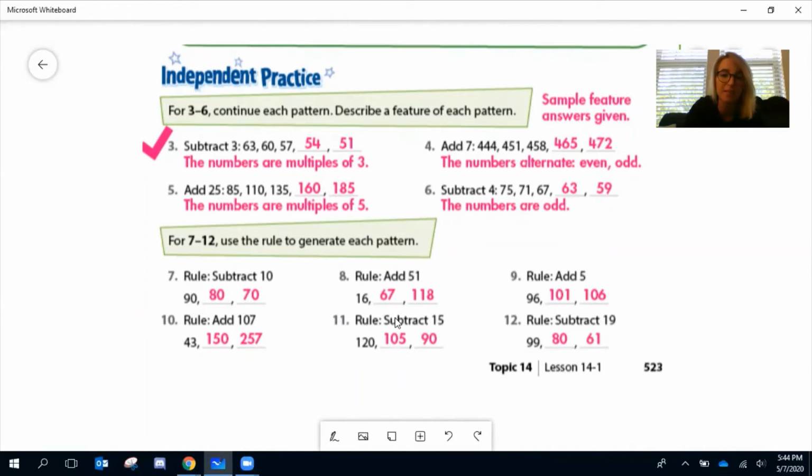Number 11 says subtract 15. 120 minus 15 is 105. 105 minus 15 is 90. And next, number 12, subtract 19. 99 minus 19 is 80. 80 minus 19 is 61.